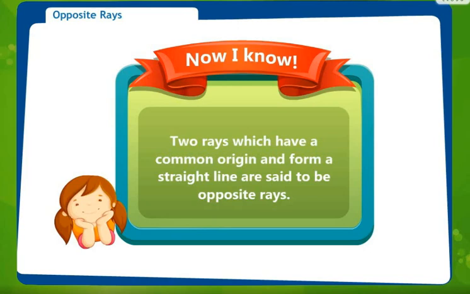Now in the earlier figure which we had seen, the two rays had a common origin. They were in the opposite direction, but they did not form a straight line. They formed an obtuse angle. So those two rays are not an example of opposite rays. Of course, the direction of the rays was opposite, but they are not opposite rays because they do not form a straight line. Remember that whenever we define opposite rays, two rays which have a common origin and form a straight line are said to be opposite rays.